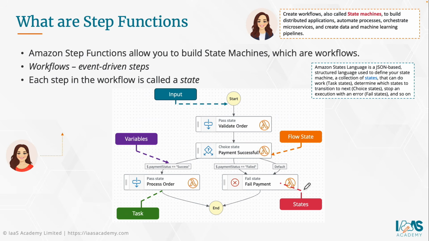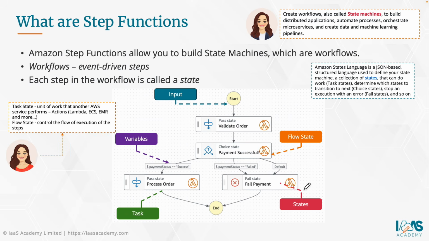So just to reiterate, you've got task states, which are units of work that another AWS service will perform: Lambda functions, ECS clusters, EMR, and more. And then you've got flow states that actually control the flow of execution of the steps involved in that step function for your state machine. Now, there are different types of flow states you can have, succeed and failed states. You can also introduce a wait state if you need to wait for the customer to do something, or if you need to wait for a certain process to complete. The choice state, which I've just demonstrated over here, based on variables, based on outcomes of that state, you'll make a decision as to which function to call next.